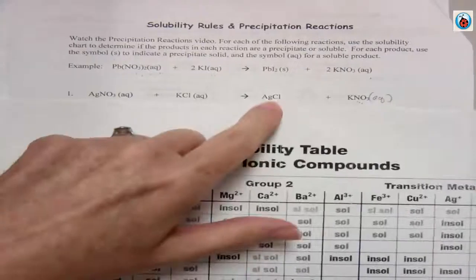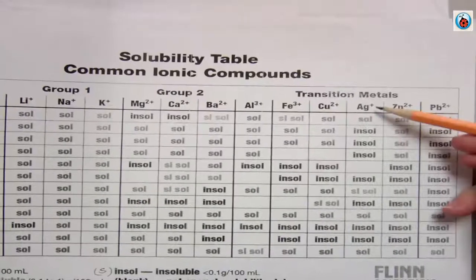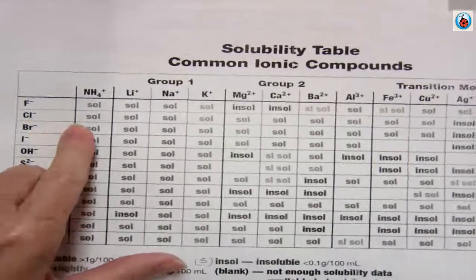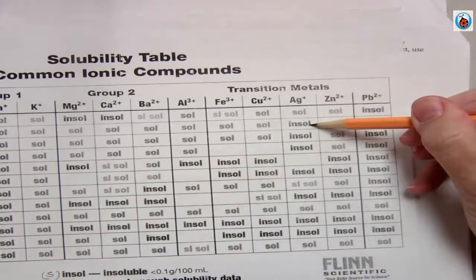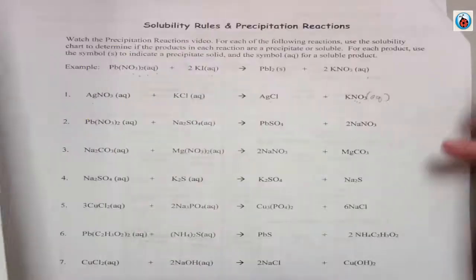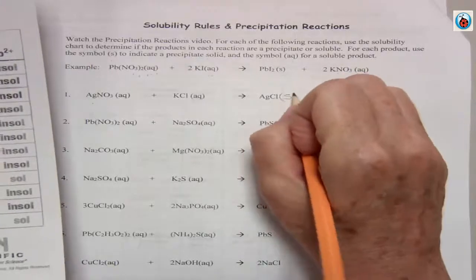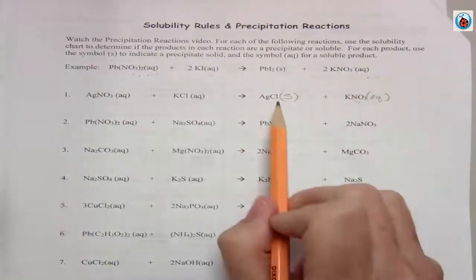Now let's look at our silver chloride. Silver's here, and then we've got chlorine here, so we follow that across, and it says right here, insoluble. So that's going to form the solid precipitate. This one is our solid.